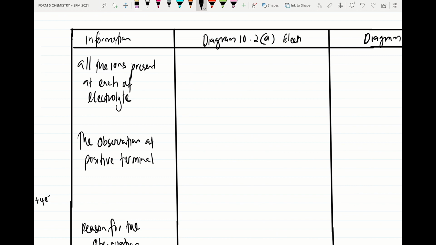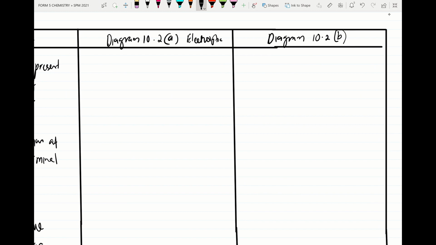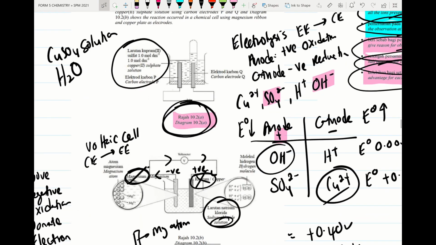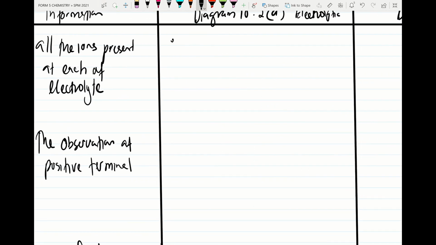So I put here electrolytic cell. Alright, so diagram 10.2b is voltaic cell. So I put here voltaic cell. So here all the ions that are present in the electrolyte. So we check the electrolyte used is copper 2 sulfate solution. All the ions, so here copper 2 ions. So I list out, try to name the ions. So I put here copper 2 ions.